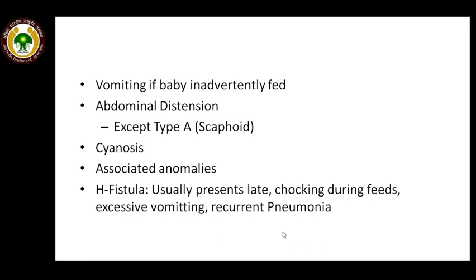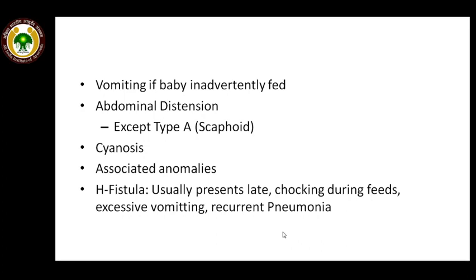In type A there is only atresia, but no fistula. So in type A the abdomen will not be distended; it will be scaphoid. But in all the other types, there will be distension of the abdomen. It may be associated with cyanosis, maybe due to concomitant cardiac anomalies or pneumonitis. And as we have discussed, there are associations of VATER and VACTERL. So there may be vertebral, anorectal, cardiac, tracheoesophageal, renal, and limb defects.